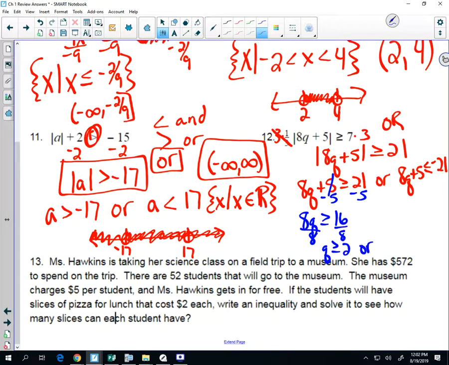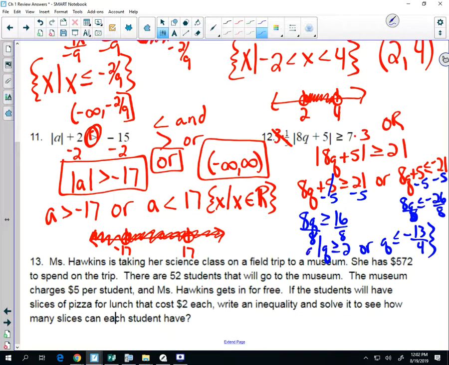Or over here, if I subtract 5, I get 8q is less than or equal to negative 26. And I'm going to divide by 8. And I'm going to get q is less than or equal to negative... both of those are divisible by 2. So I'm going to do negative 13 over 4.